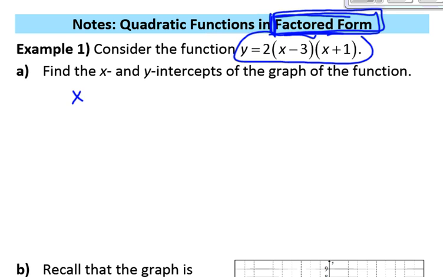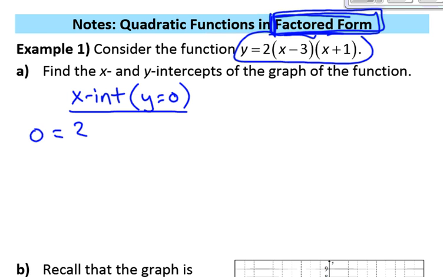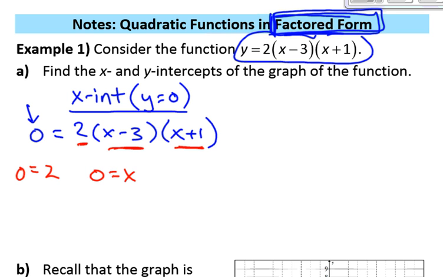So for the first example, we're going to find the x-intercepts, which, recall, means when y is equal to 0. So if I plug 0 in for y, then we get this. And notice that when we solved by factoring in our last unit, that's exactly what we're doing here. If you're equaling to 0, then you take each of your factors, and I have 3 of them, and set each equal to 0. So now I'm going to set 0 equal to 2, 0 equal to x minus 3, and 0 equal to x plus 1. And then you solve each of those equations.